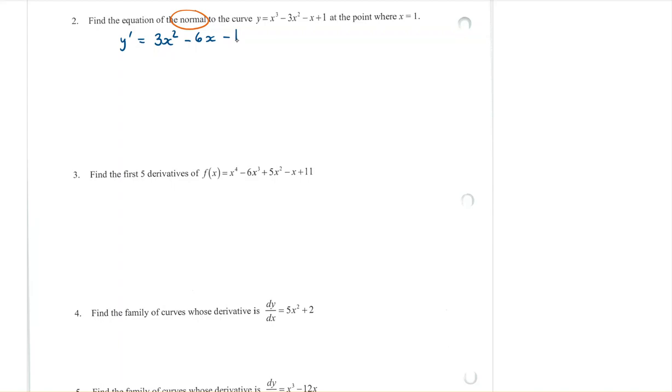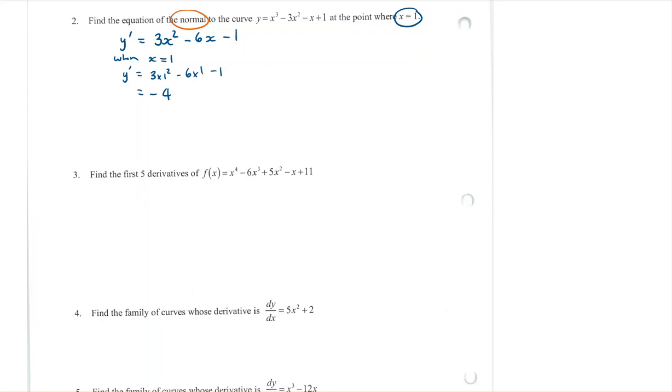Okay, so that means I can get the gradient if I sub in that x is equal to 1. So when x equals 1, my gradient's going to be equal to 3 times 1 squared minus 6 times 1 minus 1. That equals negative 4.